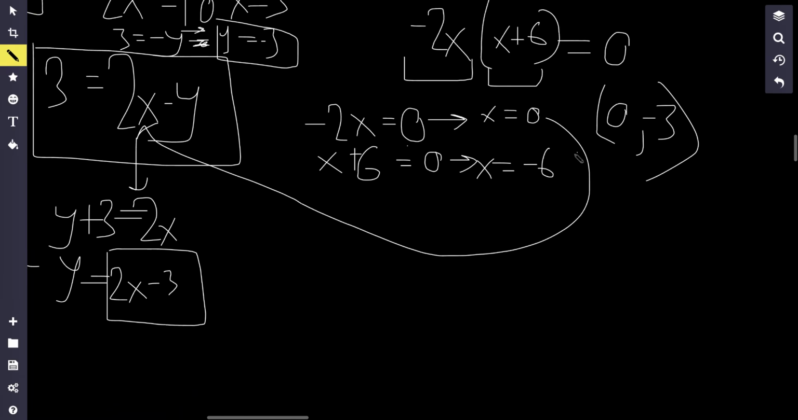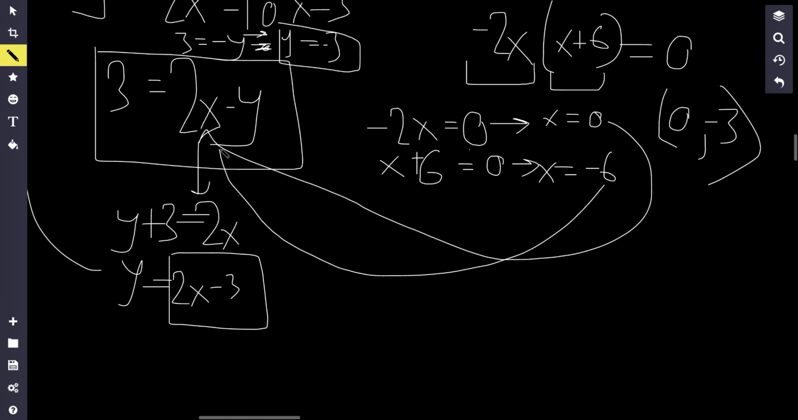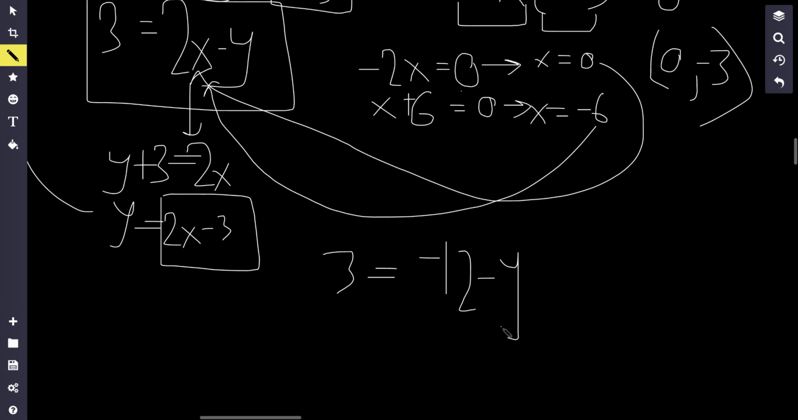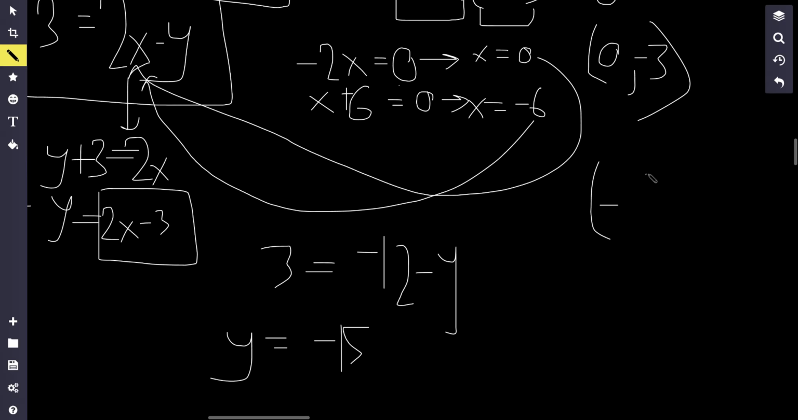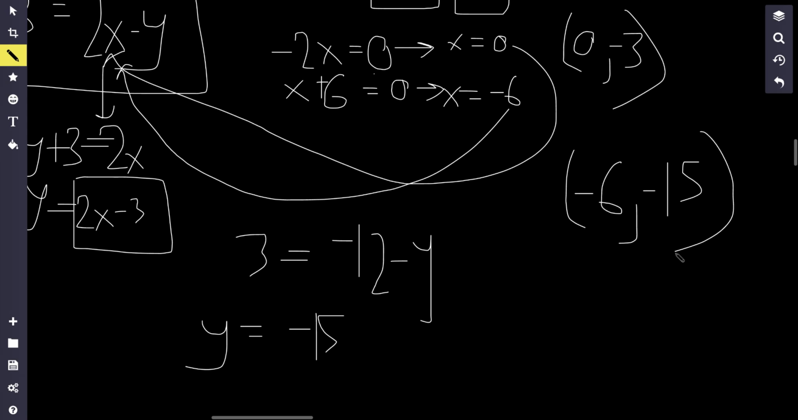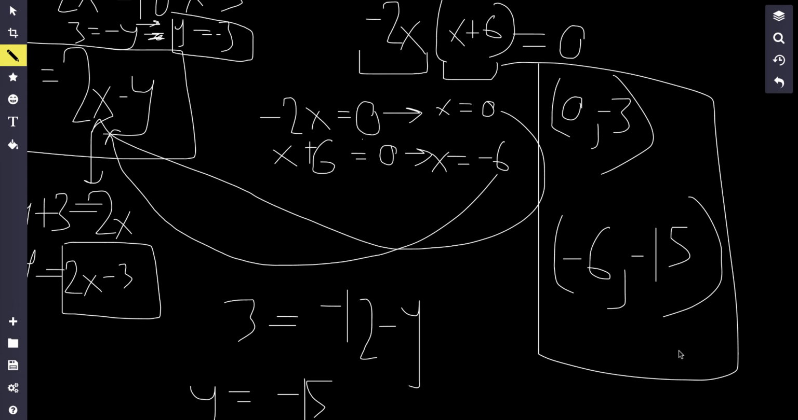And if I plug in x is equal to negative 6 into my linear equation, I'm going to get 2 times negative 6, which is negative 12, minus y equals 3. And solving for y, I get y is equal to negative 15. So when I plug in negative 6 for x, I get negative 15 out for y. Those are going to be my two solutions.